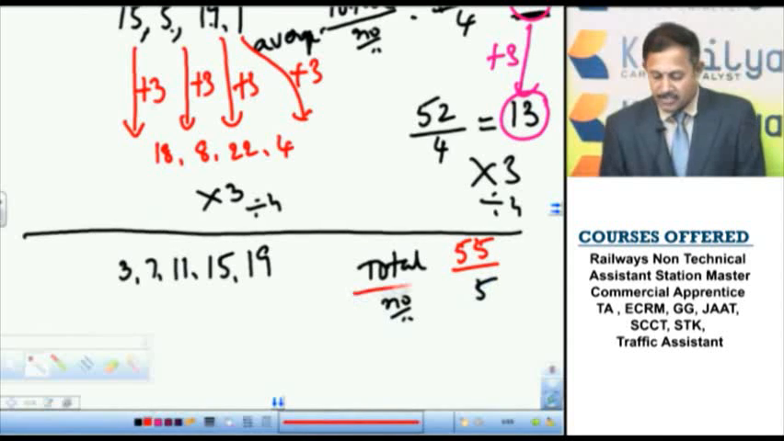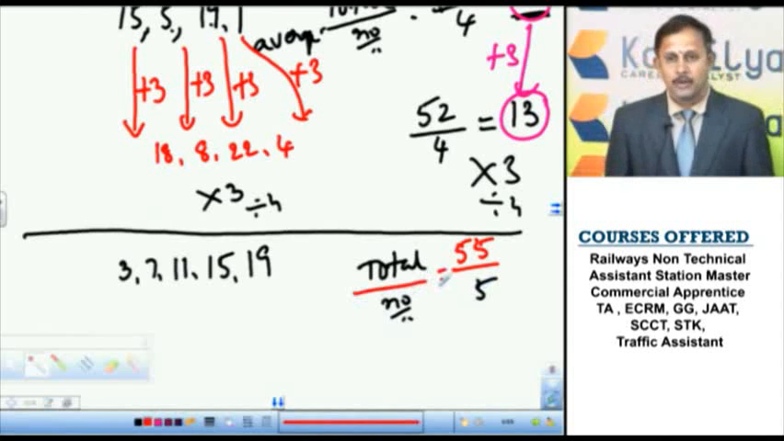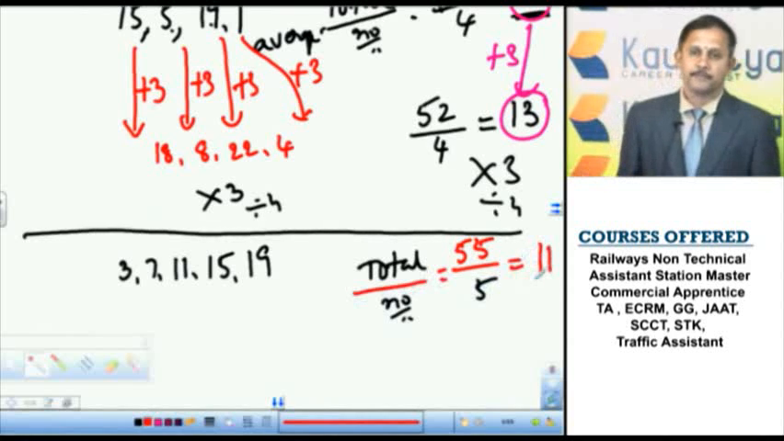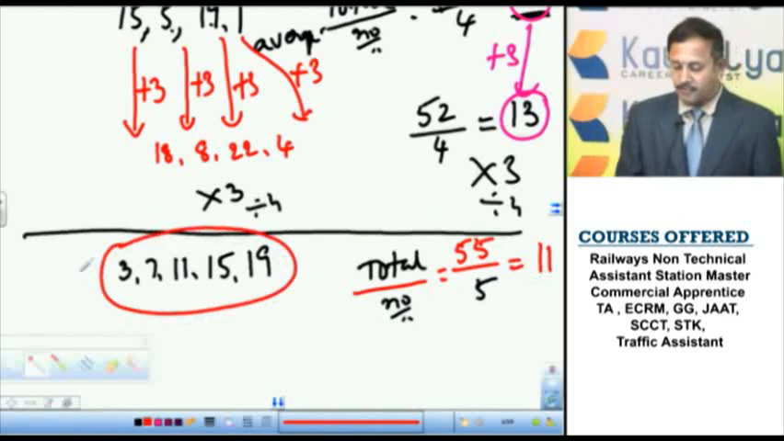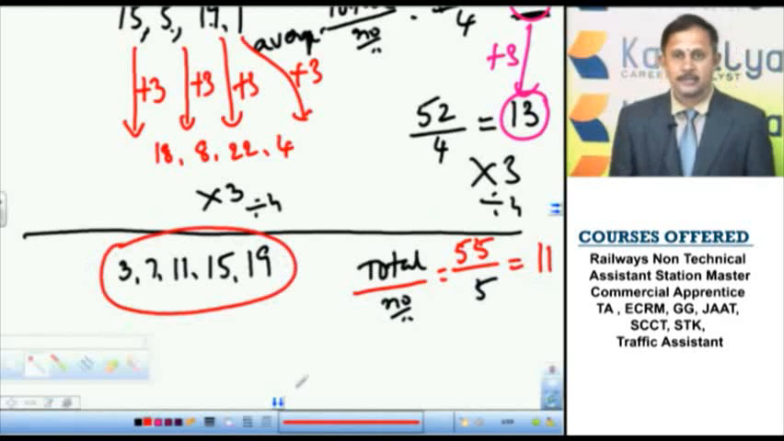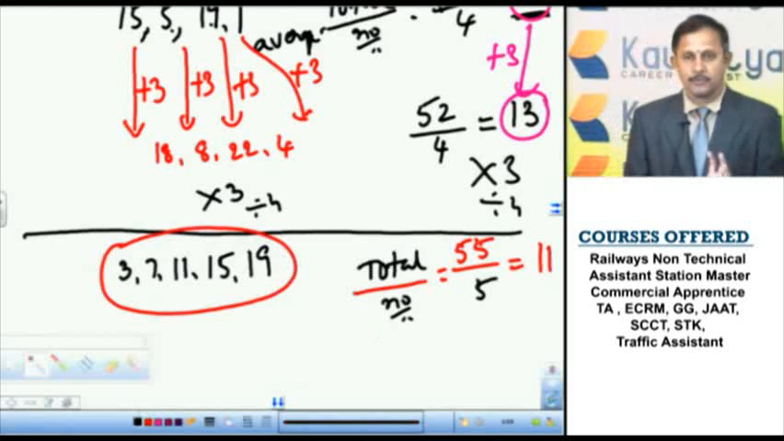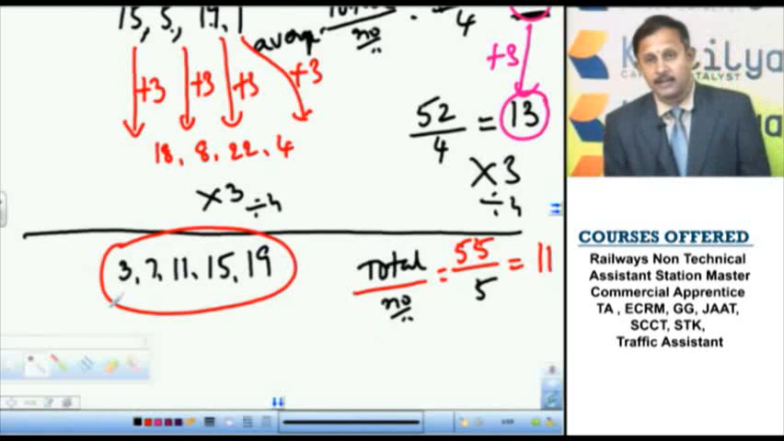Then what is the formula for average? Total by number. So here the total is 55 and the number of elements is 5. So therefore the average is equal to 11. So I have given a set of 5 elements, and the average is obtained by using the formula total by number of elements. So what is the average obtained? 11.